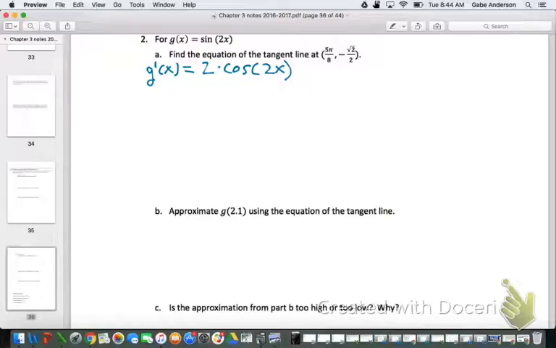That, of course, is the slope of the tangent line at any point on the curve. We want to know the slope of the tangent line at our point of tangency. So what do I need to plug in to get our tangent line slope? 5 pi over 8. So it's going to be g prime of 5 pi over 8.